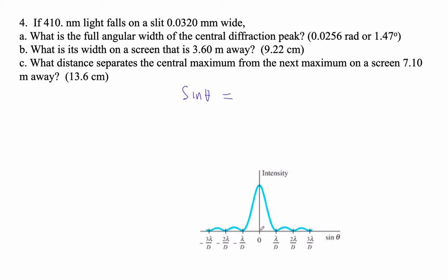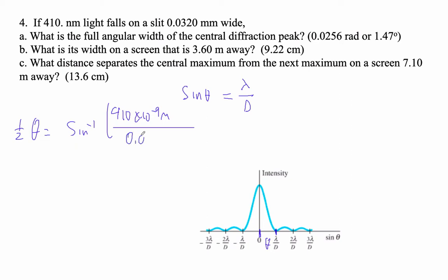Well, let's figure out this angle here, and then we'll just double that. The sine of this theta is going to be lambda over d. So I'm figuring out half of theta. Half of theta is the inverse sine of 410 times 10 to the minus ninth meters, that's nanometers, divided by d, which is 0.0320 millimeters, so it's times 10 to the minus third.